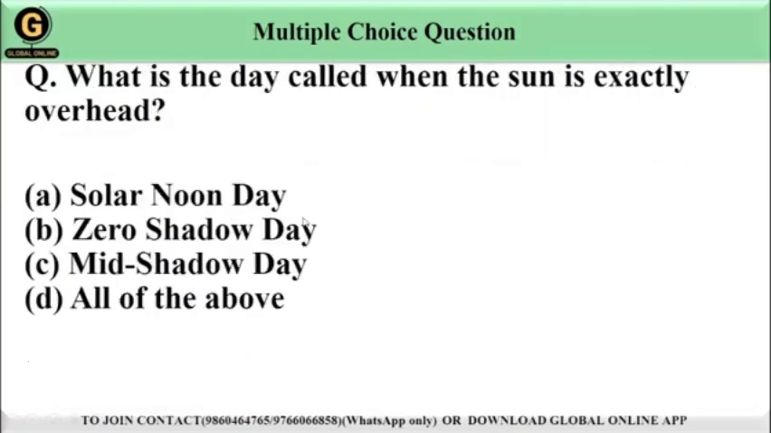So the question is, what is the day called when the sun is exactly overhead? The options are given. Option A, solar noonday. Option B, zero shadow day. Option C, mid shadow day. And option D, all of the above.